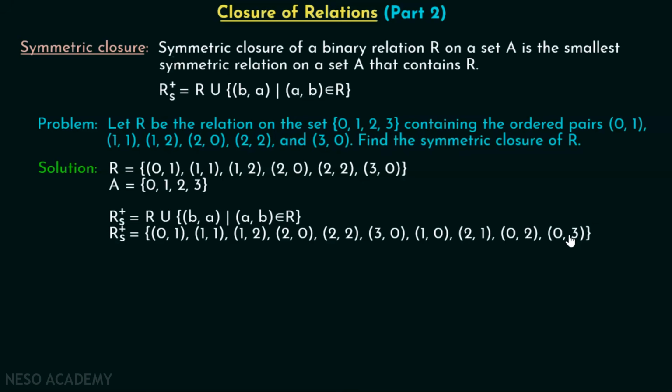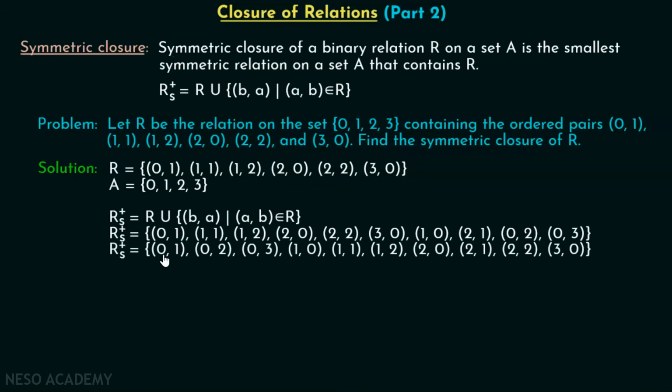Now this Rs+ is complete, and you can see that this is a symmetric relation. And let me tell you, this is the smallest symmetric relation possible which contains R. Let me reorder this once again. So this becomes (0, 1), (0, 2), (0, 3), (1, 0), (1, 1), (1, 2), (2, 0), (2, 1), (2, 2), (3, 0). These are all the ordered pairs of Rs+. This is the smallest symmetric relation on a set A that contains R. That's it. This is all about symmetric closure.